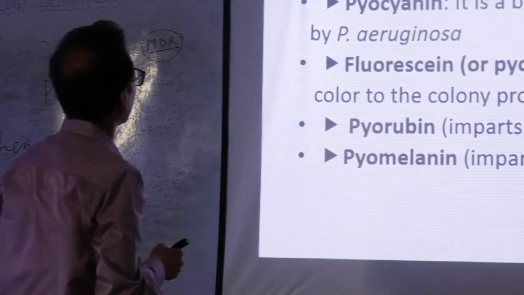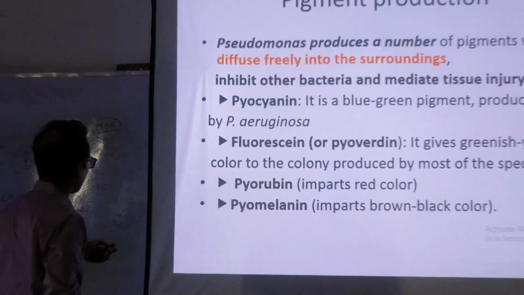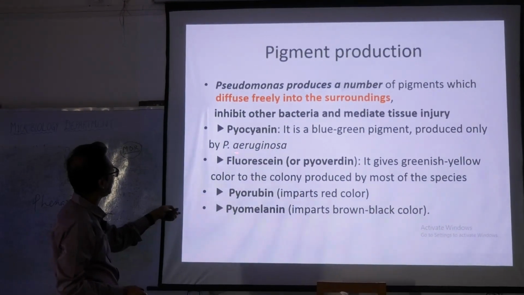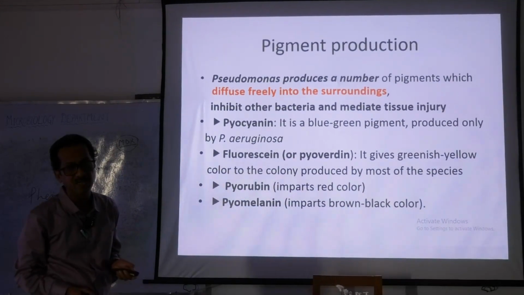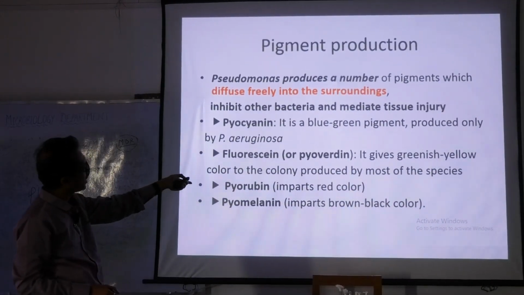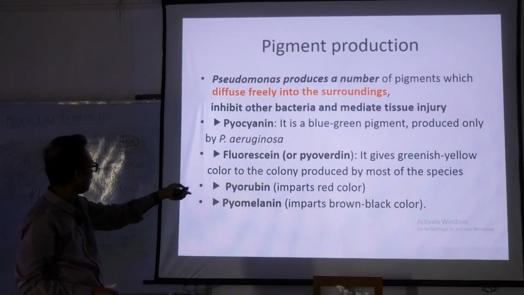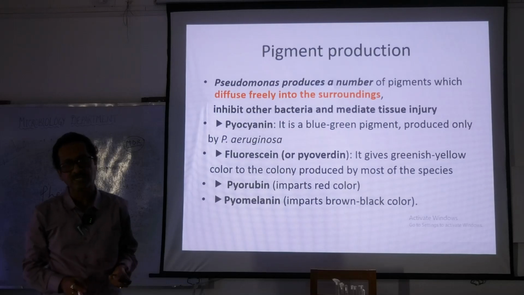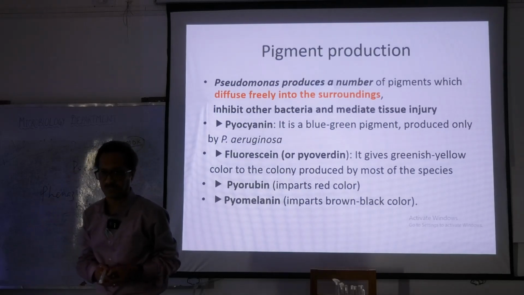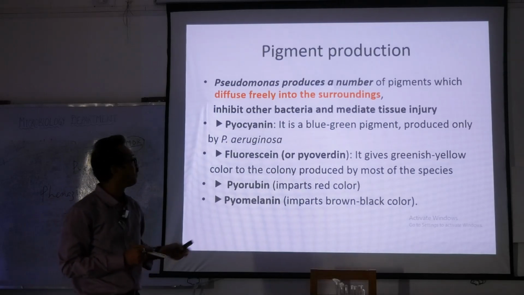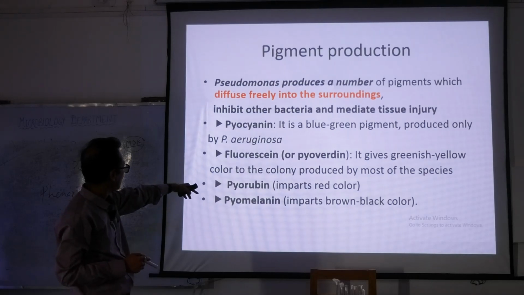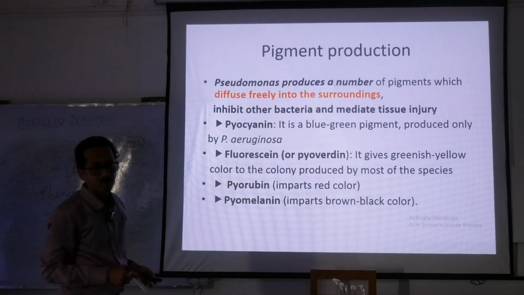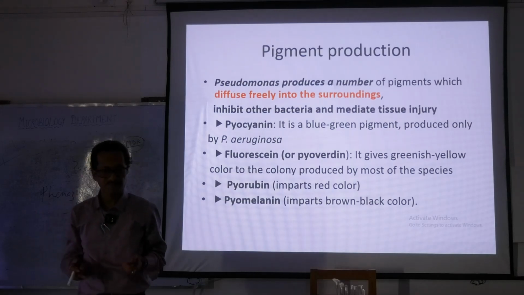So what pigments can be produced? First is pyocyanin, a blue-green pigment produced only by Pseudomonas aeruginosa. Others: fluorescein or pyoverdin is greenish yellow, pyorubin is red colored and pyomelanin is black colored. These are the pigments produced by other Pseudomonas species. And pyocyanin, as I already mentioned, is a phenazine compound that is water soluble.